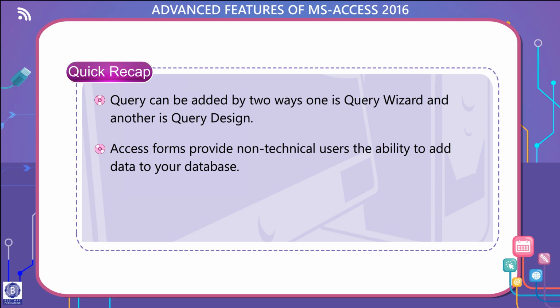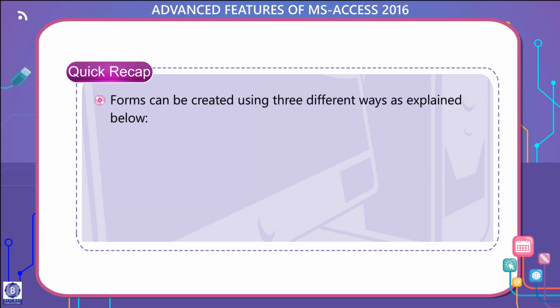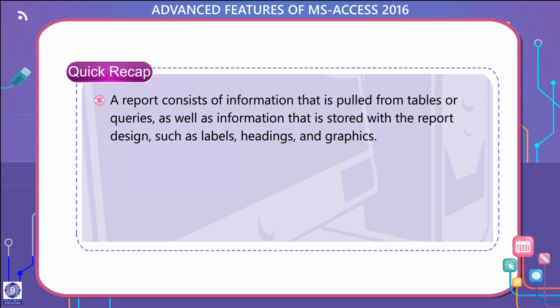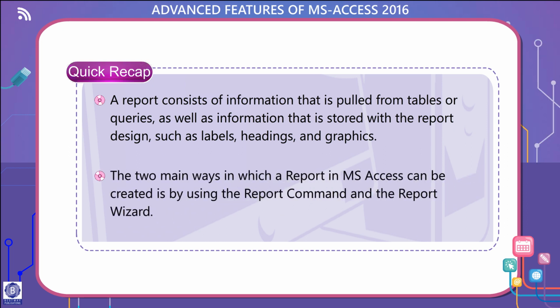Access forms provide non-technical users the ability to add data to your database. Forms can be created in 3 different ways as explained below: using the form command, using split form, and using the form wizard. A report consists of information that is pulled from tables or queries, as well as information that is stored with the report design, such as labels, headings, and graphics. The 2 main ways in which a report in MS Access can be created are by using the report command and the report wizard.